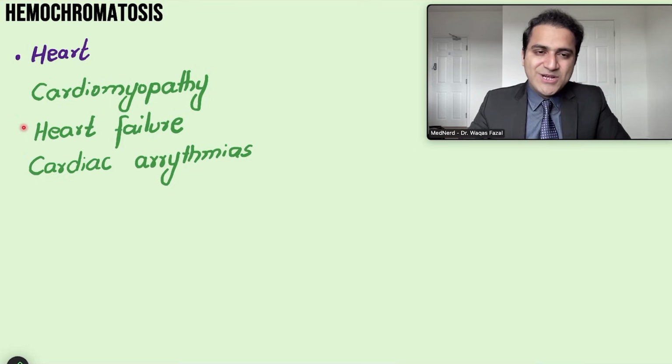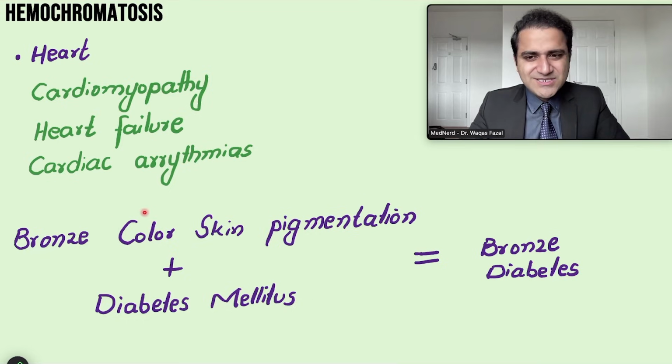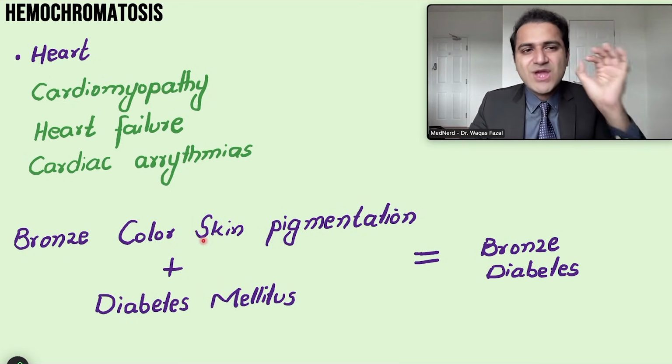When the iron accumulates in the heart, it causes cardiomyopathy, heart failure, cardiac arrhythmias. Another very high yield point is bronze diabetes. Bronze color skin pigmentation with newly diagnosed diabetes. This is called bronze diabetes, a classical giveaway for a patient with hemochromatosis.